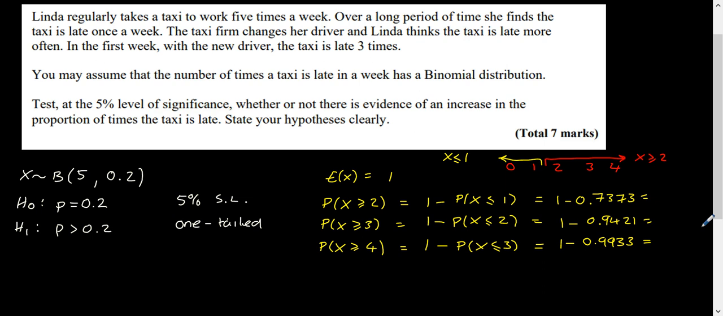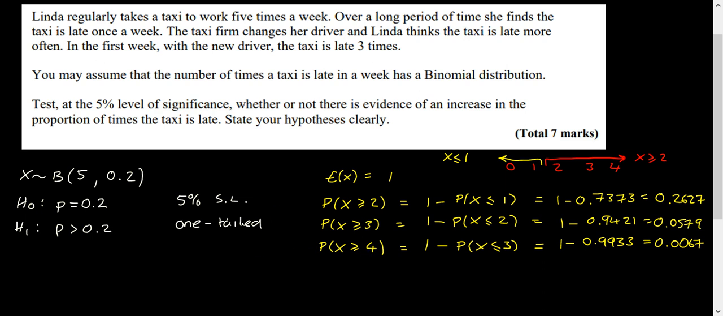So we'll do 1 minus 0.7373, which gives 0.2627, which is not less than 5%. Do 1 minus 0.9421, which is 0.0579, which is not less than 5%, and we'll do 1 minus 0.9933, which is 0.0067, which definitely is less than 5%.